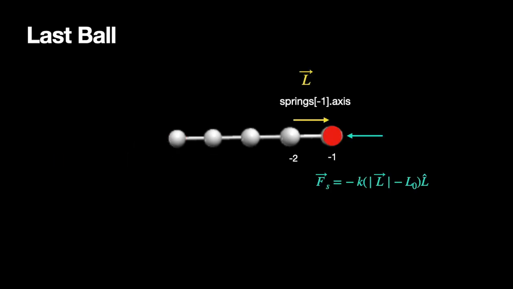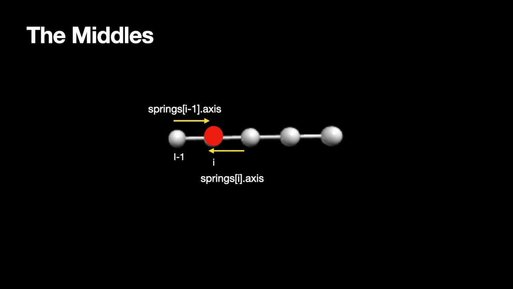Then I can go over to the last ball and do the exact same thing. The only difference here is that I'm going to use spring negative 1 dot axis, which is the last spring, and it's in the right direction. So I don't need to switch it around, right? Because it's attached to that last ball. So the last ball is negative 1, the ball before that is negative 2, which I actually do need to know to calculate the values of the axis for each one. I'm going to use that axis as my length, but I need to calculate that too. What about all the middle balls?